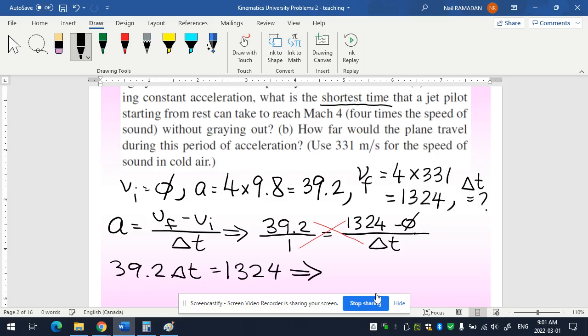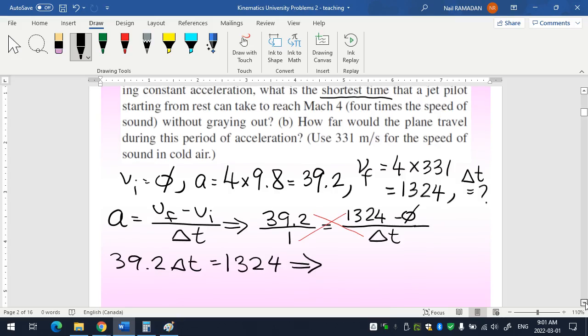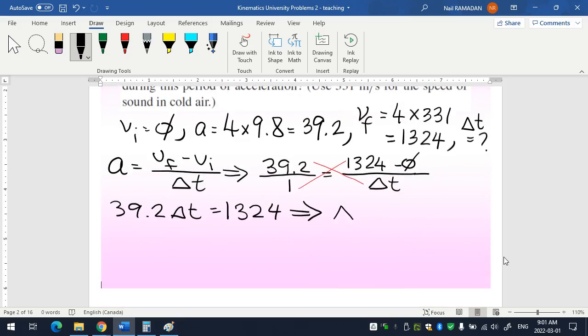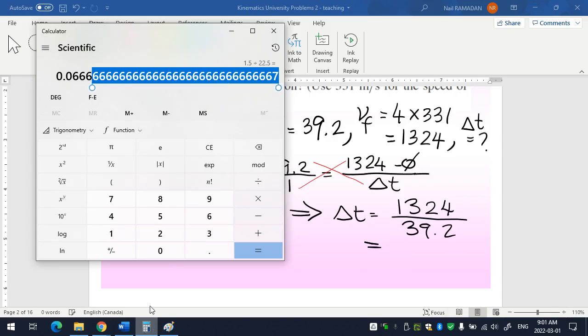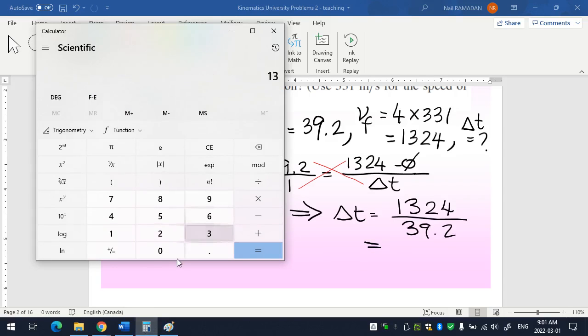Done. We can just, what do you call it? Divide. So delta t equals that big number over 39.2. Okay. How much would that be? 1324 divided by 39.2.